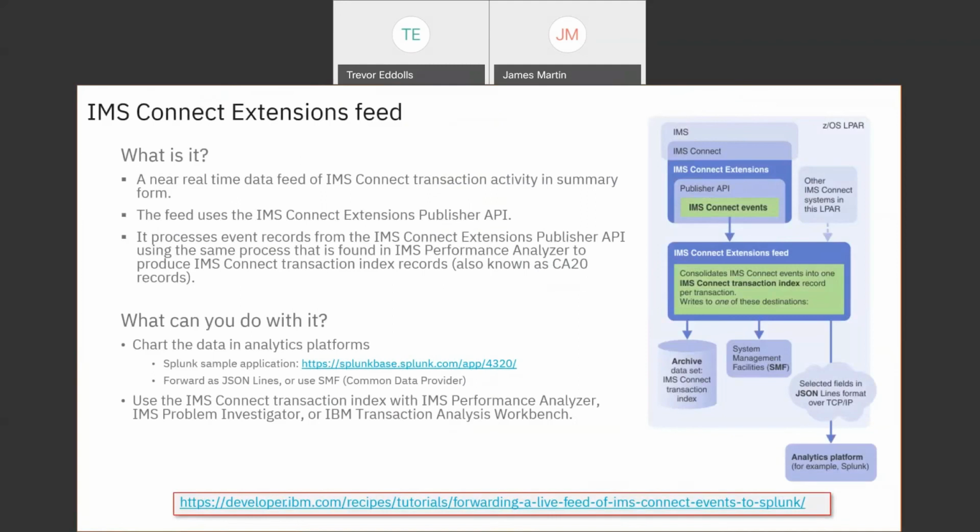And we can do that by either using SMF data or by using JSON lines format, streaming over TCP/IP with secured socket connections, of course, and put that instrumentation data into Splunk or ELK, okay? So that's the key thing to remember here, is we're talking about forwarding or feeding instrumentation data about Connect into off-host platforms. And here's a developer works link down here where you could get more information about this.